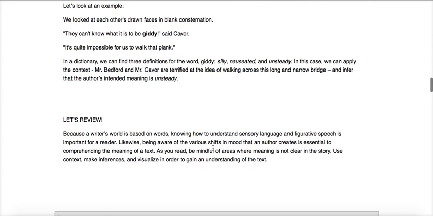So let's review a little bit. Because a writer's world is based on words, knowing how to understand sensory language and figurative speech is important for a reader. Likewise, being aware of the various shifts in mood that an author creates is essential to comprehending the meaning of a text. As you read, be mindful of areas where meaning is not clear in the story. Use context, make inferences, and visualize in order to gain an understanding of the text.